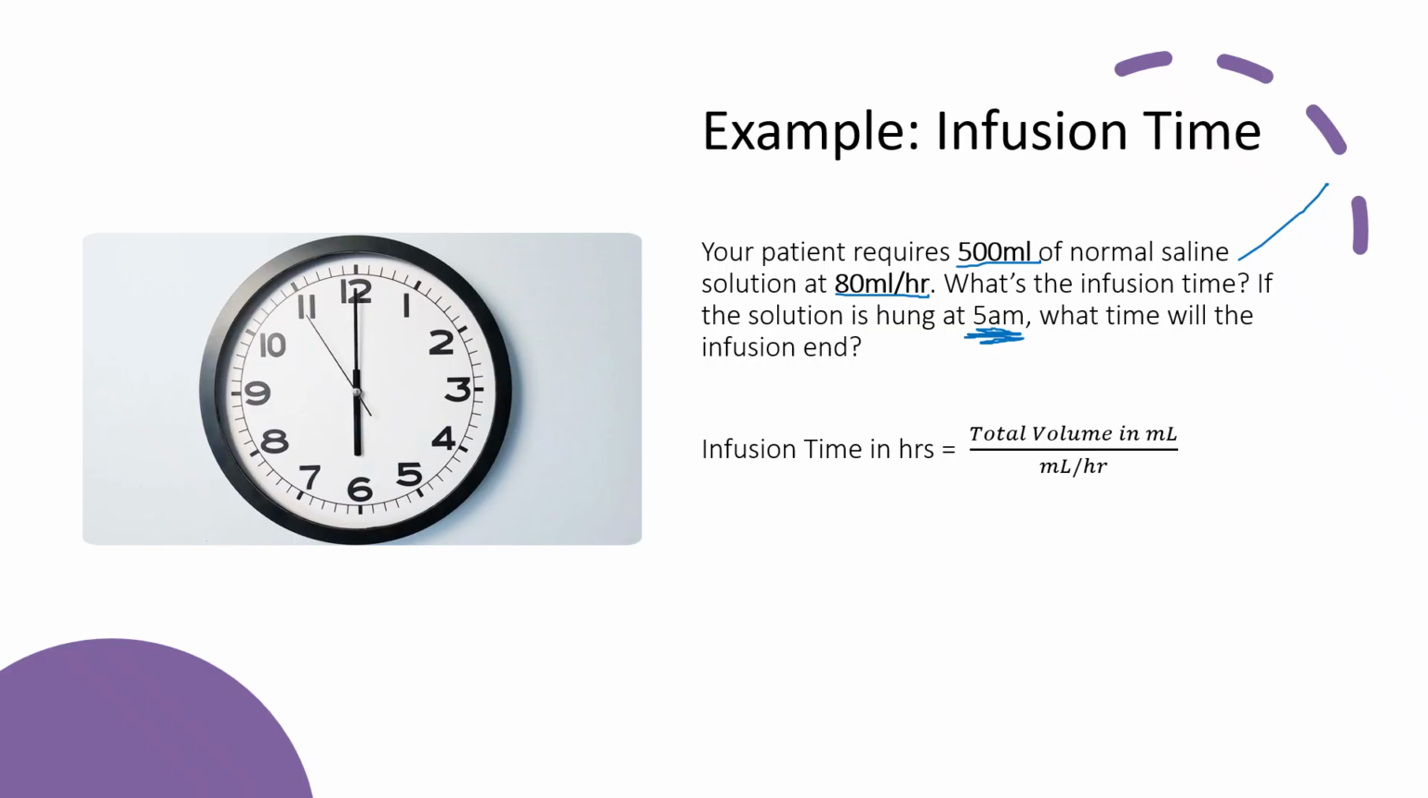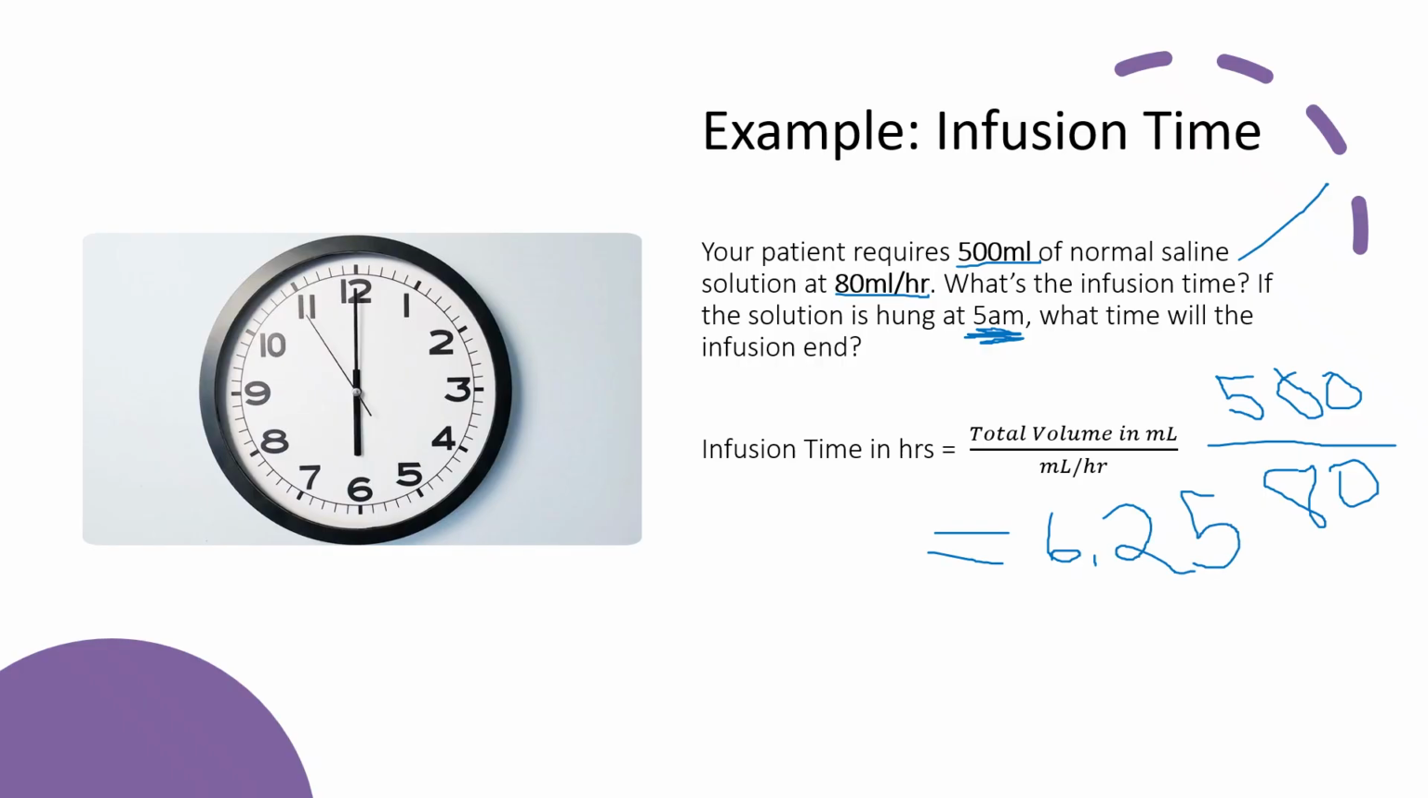So for this, you are going to take your total volume in mils, which is 500, and, oh, sorry, excuse my poor penmanship, 500 divided by 80, which equals 6.25, okay, 6.25, and that 6.25 is talking about what? Is it talking about mils? No, it's talking about 6.25 hours, okay?